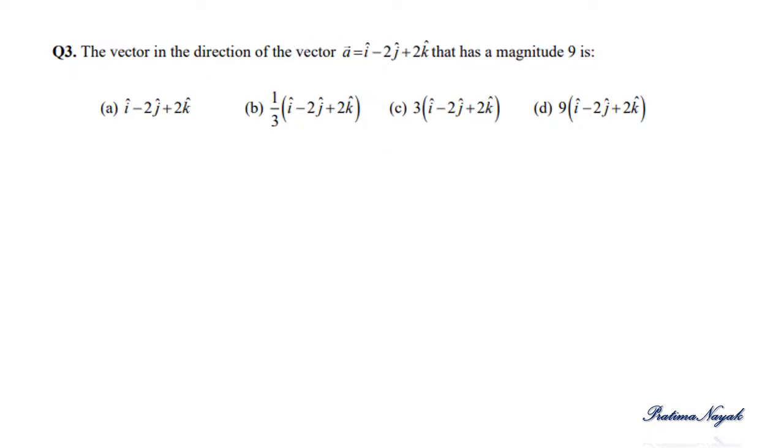The vector in the direction of vector A has magnitude 9 units. So we know that the answer will be 9 into unit vector along A, and unit vector along A will be i cap minus 2j cap plus 2k cap upon the magnitude of the vector, that is under root of 1 square plus 2 square plus 2 square. So this will be 9 by 3, 3 multiplied by i cap minus 2j cap plus 2k cap. So answer is C.